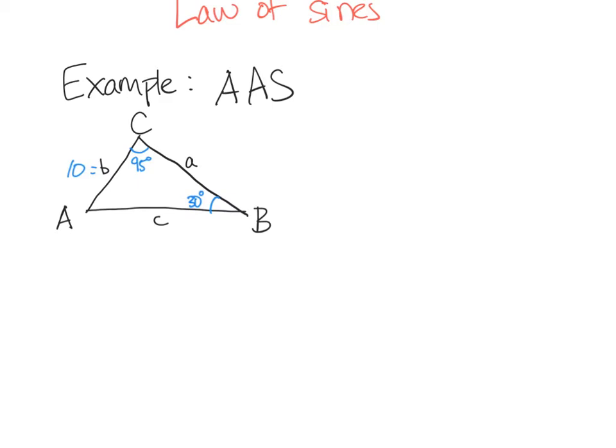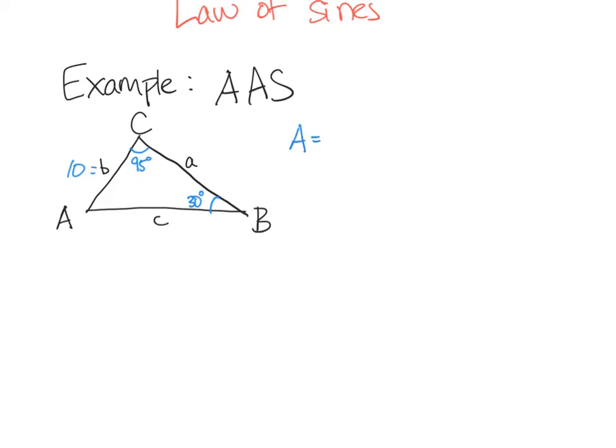So now we have to go through and find the rest of the information. We need to find side length C, we need to find angle A, and we need to find side length A. Now, we have enough information to find side length C if we want to. However, I notice we already have two angles, and I know that a triangle is 180 degrees.